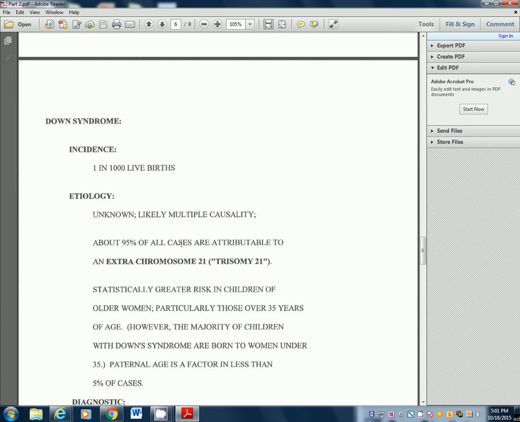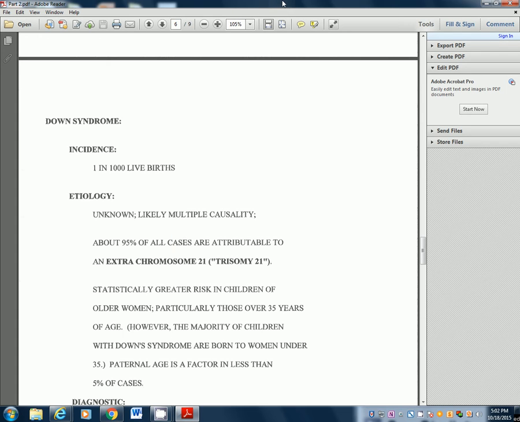All right, Down syndrome. Down syndrome, now called trisomy 21 syndrome. And I believe this is in another chapter. Let's see, maybe 576. Yeah, it's on page 576 in your book. This occurs in about 1 in 1,000 live births.